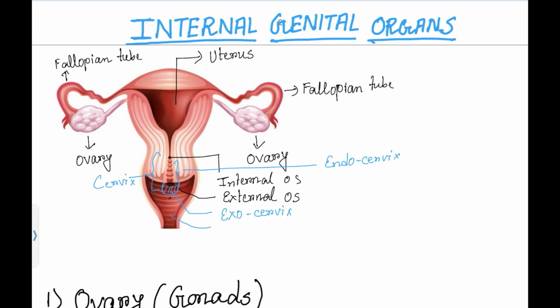And where is your vagina? This part is called the vagina. So those all come under your internal genital organs. What are those organs? Ovary, fallopian tube, uterus, cervix, vagina. Those come under your internal genital organs.